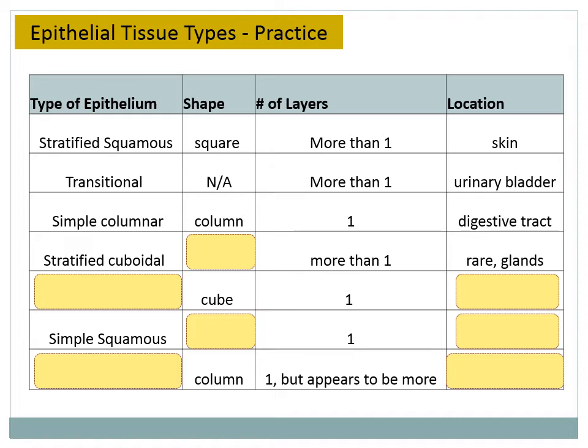The shape of a stratified cuboidal cell is a cube. We know that it's stratified, it's more than 1, and we know it's rare, so we'd find it in some glands, not too many. The next one we find, its shape is a cube, and it is 1 layer.